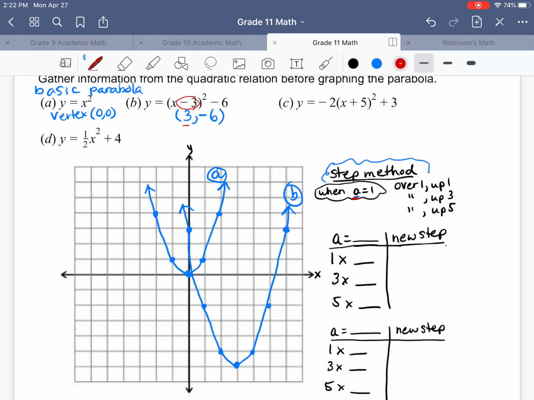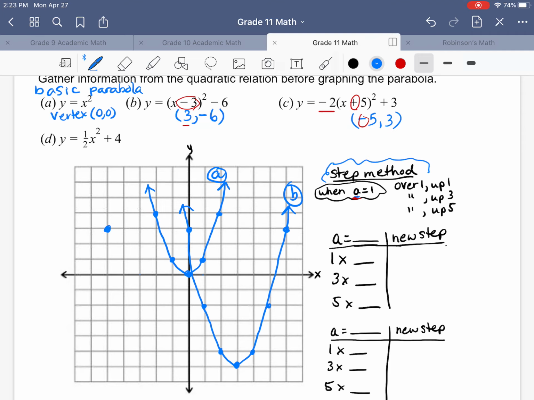So for C, our A value is going to be -2, and that is going to affect our step method. But we are going to start out with plotting the vertex first. So our vertex is at -5 and +3. So again, the x-coordinate has the opposite sign of what we see in the brackets. Okay, so let's plot that point. So -5 and then +3.